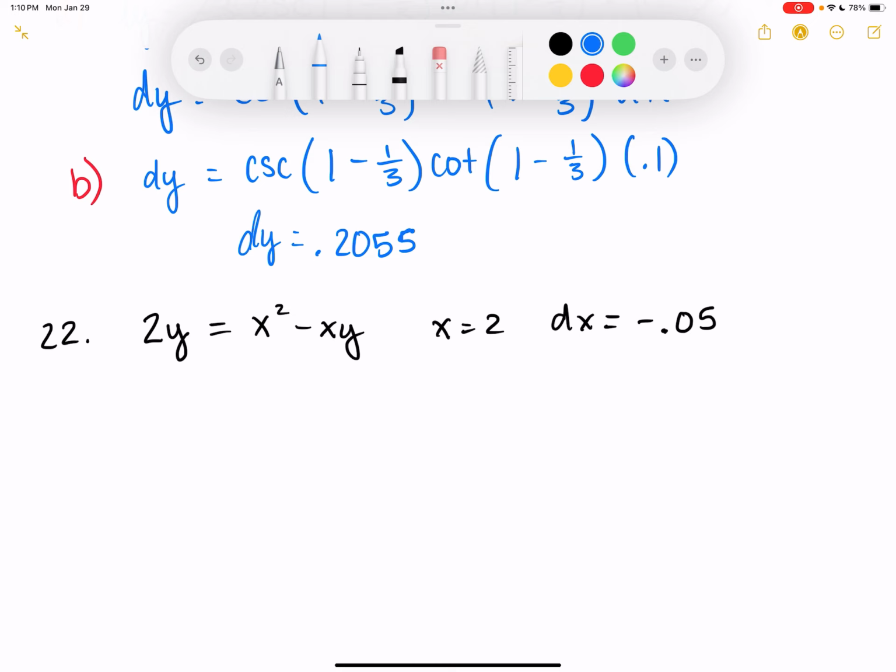I assume we've got to get y by itself. We do that, otherwise we would have to do that one thing, differentiate implicitly. I would recommend let's get y by itself. Can we just divide by 2? Oh, there's a y on both sides. So I'm going to do 2y plus xy equals x squared. Take out a y: y times 2 plus x equals x squared. So y equals x squared over 2 plus x.